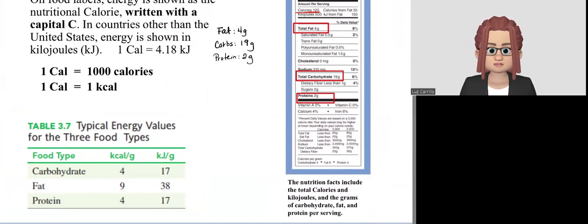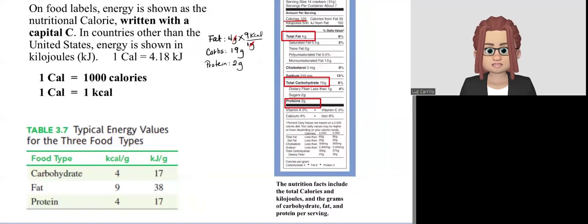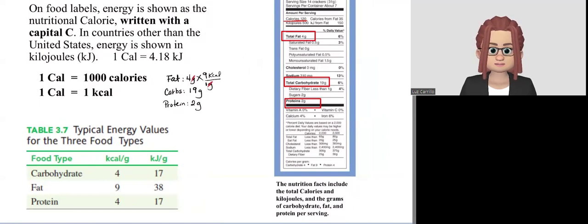So in order to do this, I'm going to multiply that 4 times 9 kcals or nutritional calories per gram. The units of gram cancel. And we can observe that specifically in this food product, the fat contributes 36 kilocalories or nutritional calories per serving. Let's move on to the carbs.